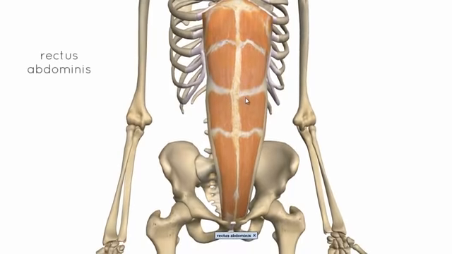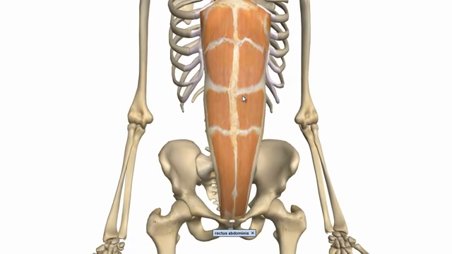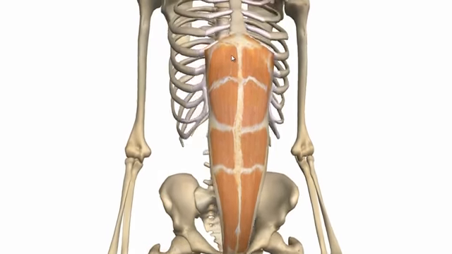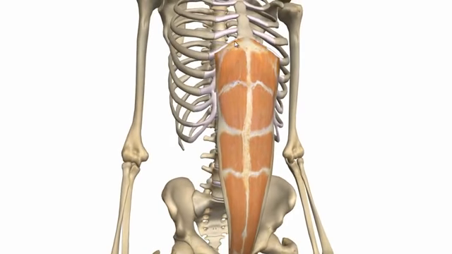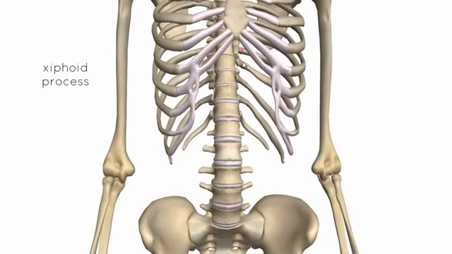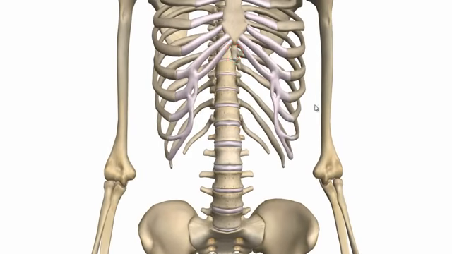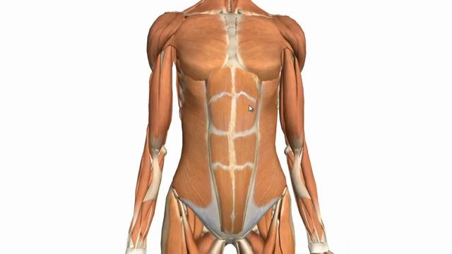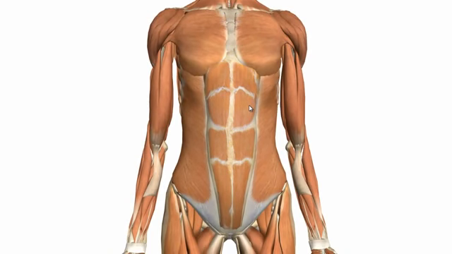So I've just isolated the muscle, and we'll take a look at the origin and insertion. So the rectus abdominis muscle originates on the pubic symphysis and pubic tubercle, and superiorly it inserts along the costal margin, so the costal cartilages, and also on the xiphoid process. So you can see the xiphoid process here. So what this muscle does is it can flex the vertebral column, and it's also involved in the other functions I mentioned at the start of this tutorial.